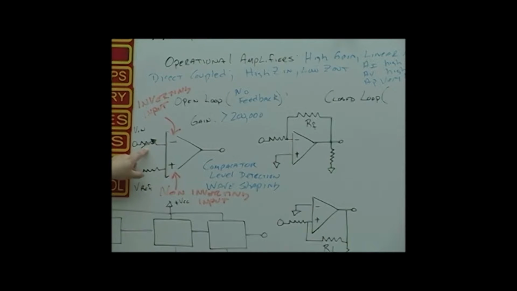So if I have in my input here, notice it's a variable resistor, and then I have a fixed reference. It doesn't matter what the reference is for purposes of understanding characteristics. If I change this, the op amp is going to detect that level, and it's going to change the output. But in an open loop configuration, how do we know what the output's going to be, or where it's going to go?